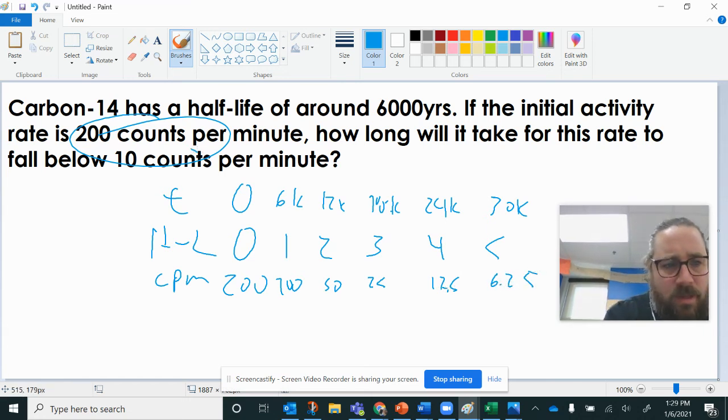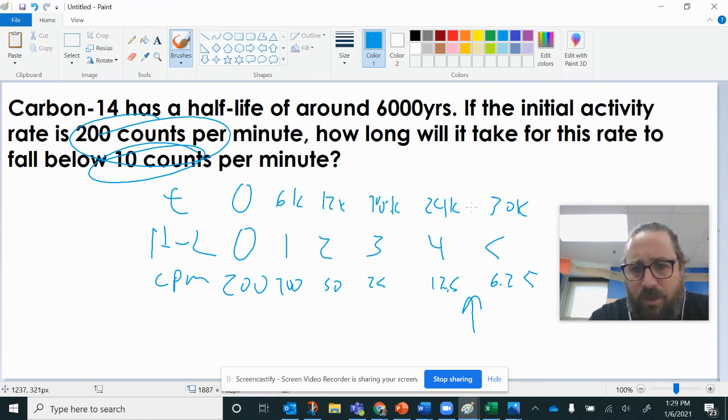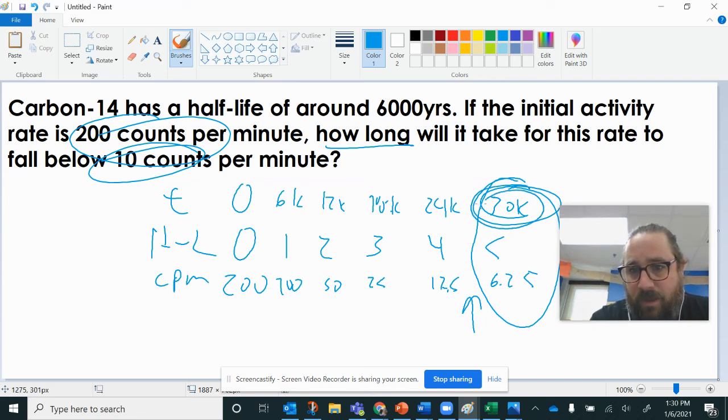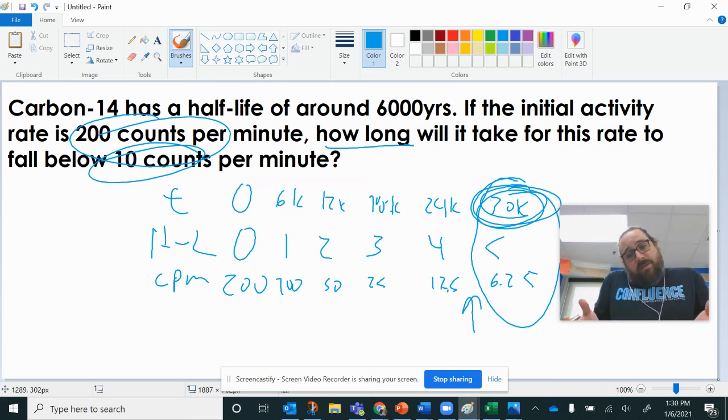What's my question? Fall below 10 counts. Below 10 counts will be right here somewhere. So how long will it take? Well, it's in between here somewhere, so it's going to be 30,000 years. It's not asking me for half-lives, it's asking me for how long. Either way, my answer is there, and specifically my answer is this top row, 30,000 years. So that's how we do these half-life problems. Set up the table, and you can figure it out.